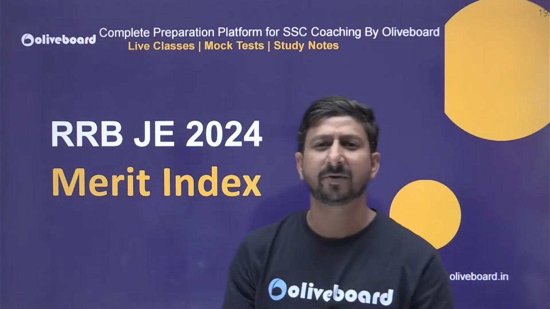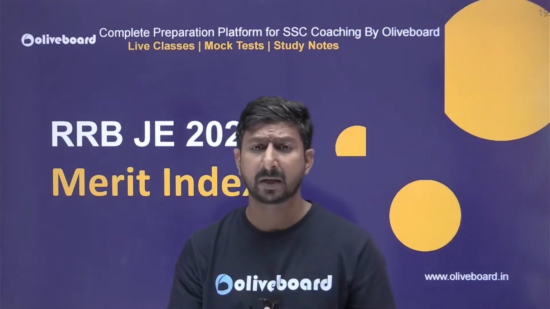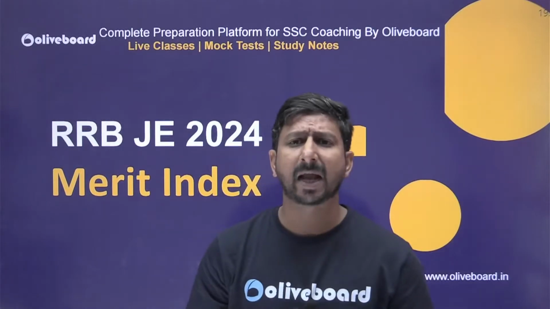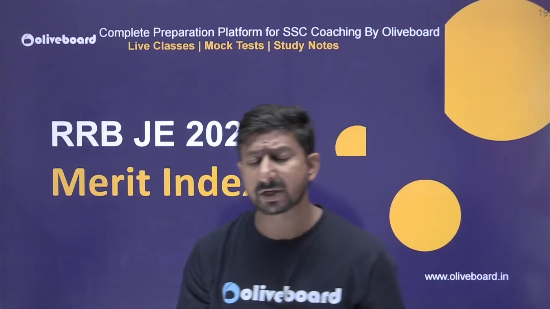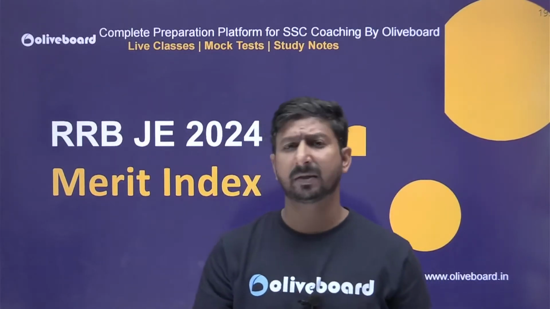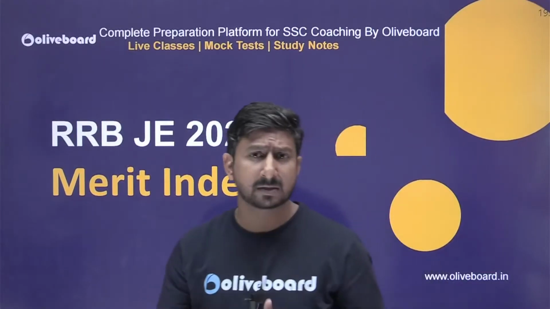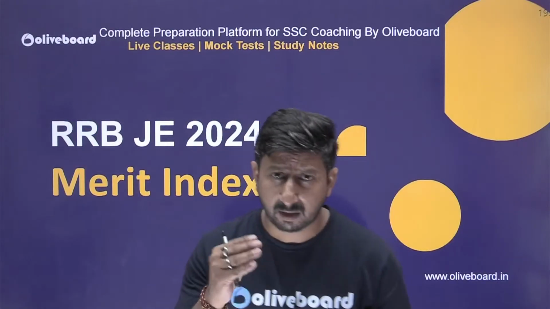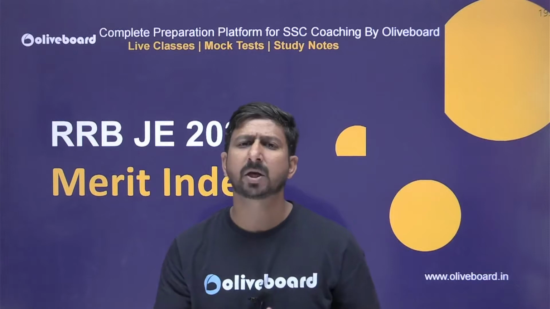In this session, we are going to discuss what the merit index is in RRB JE, how the marks are calculated, and how the cutoff is calculated on the merit index. It is very clearly mentioned in the notification that the CBT 1 marks will be normalized, CBT 2 marks will be calculated on the merit index, and after that your final cutoff is decided. So what is actually the merit index?